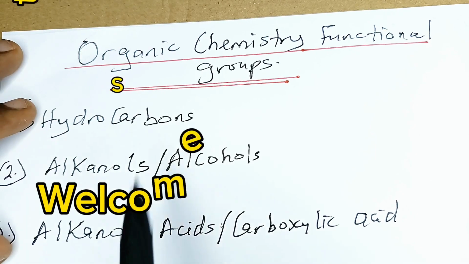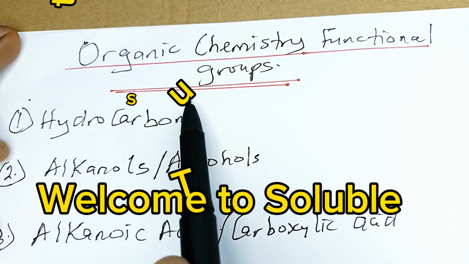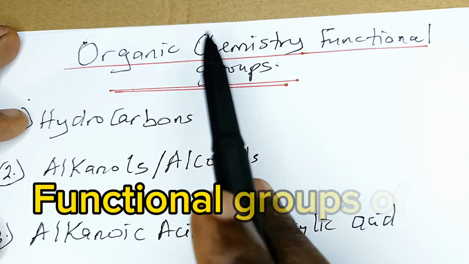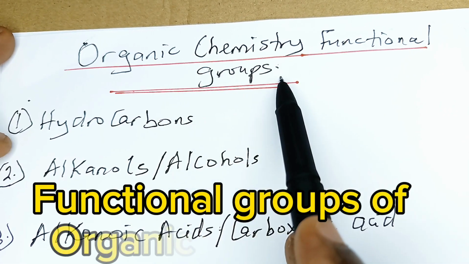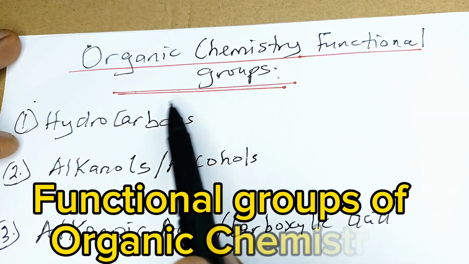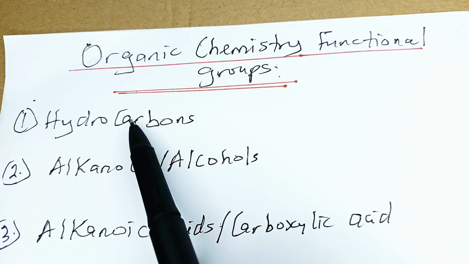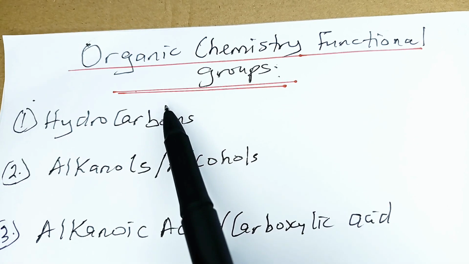Good day, viewers. Today in this video, we'll be discussing organic chemistry functional groups. It is the functional groups of organic chemistry. I'll be talking about 9 different groups under organic chemistry, and how you can identify them easily.